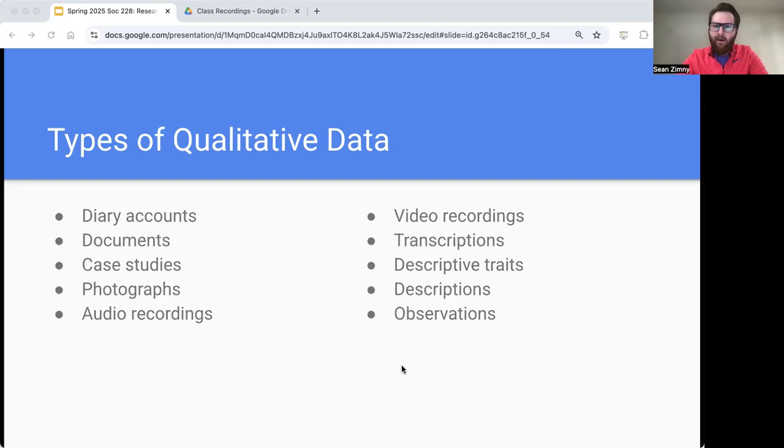And just be thinking about all of these sorts of non-numerical data that is produced from qualitative research methods, right? This is very different than your survey data out of Qualtrics, for example, right? We looked at that numerical data in SPSS. These are very different. So whether it's diary accounts, documents, case studies, photographs, audio recordings, video recordings, transcriptions, that's a biggie. We'll get into that. Descriptive traits, descriptions, observations, like your field observation is an example of data. We'll get into how we would analyze these pieces of data. So be thinking about this type of data as a through line.